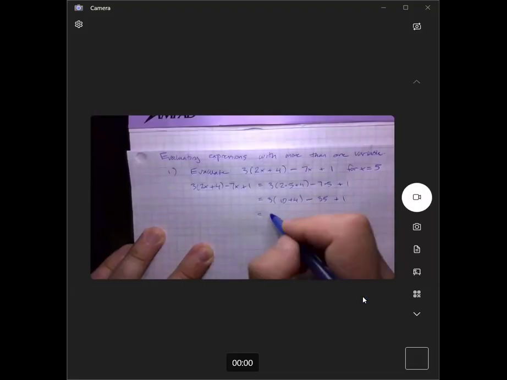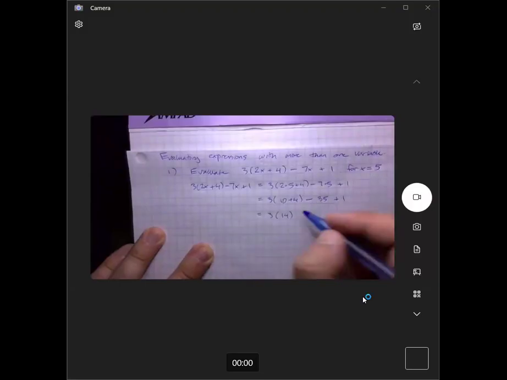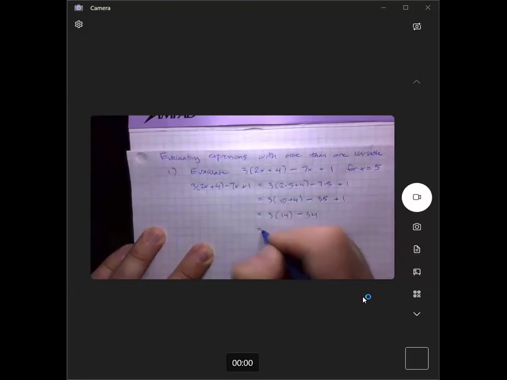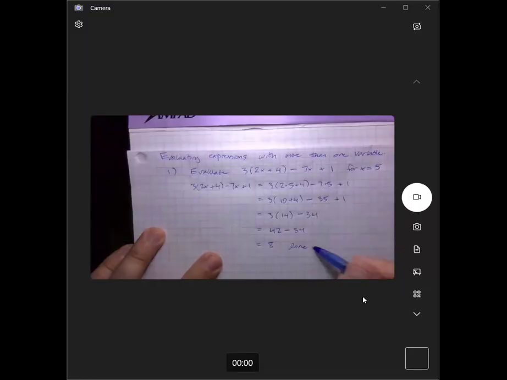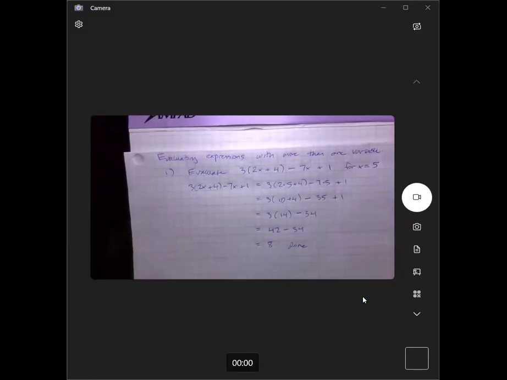Do what's inside the parentheses. So we have 3 times 14. I'll go ahead and combine the negative 35 and the plus 1. That's going to be minus 34. 3 times 14 is 42. Let me subtract 34. And I believe that's 8. And we're done.